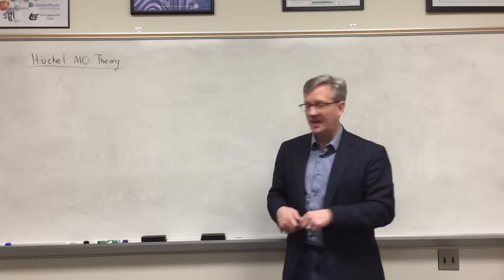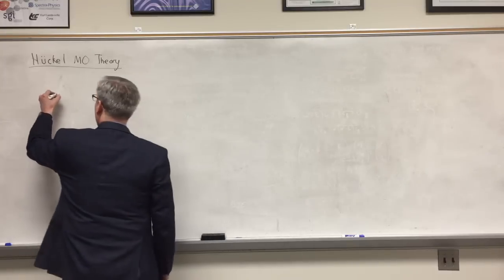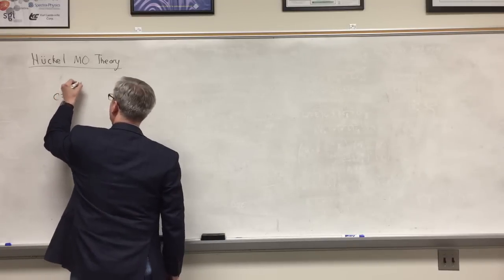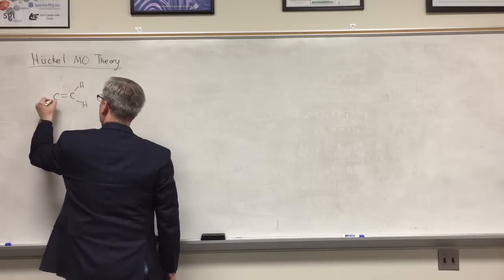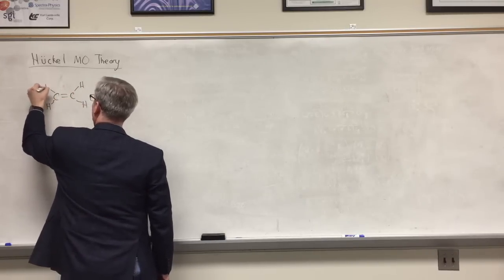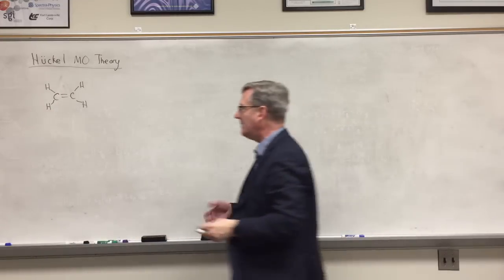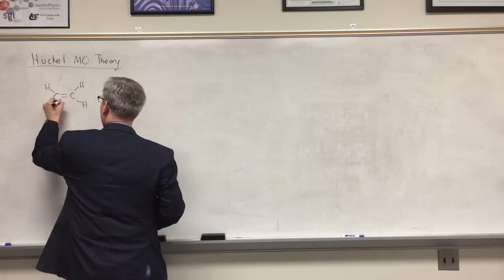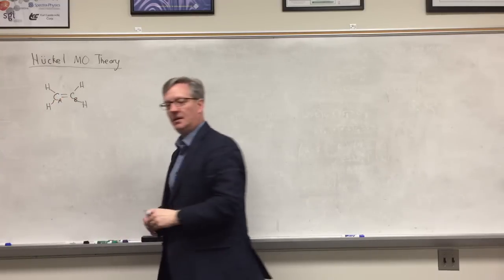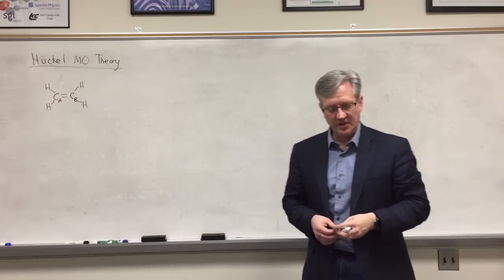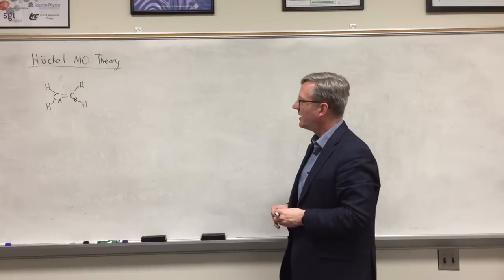To start out, our example is going to be ethylene, C2H4, for which we are very familiar with the Lewis diagram. Looks like that. For our purposes, I'm going to label the two carbons A and B, because we need to be able to distinguish between the two in terms of the construction of the molecular orbital.